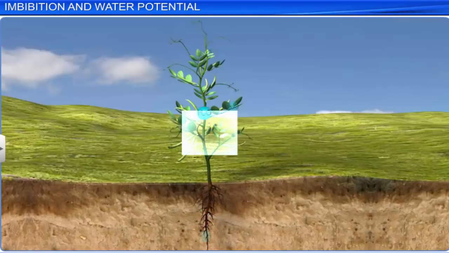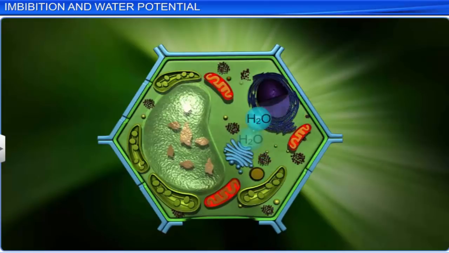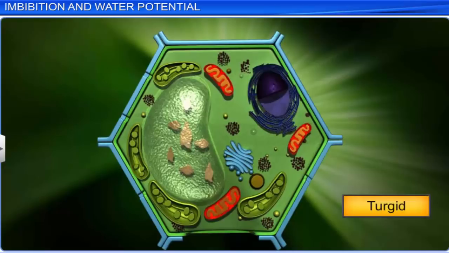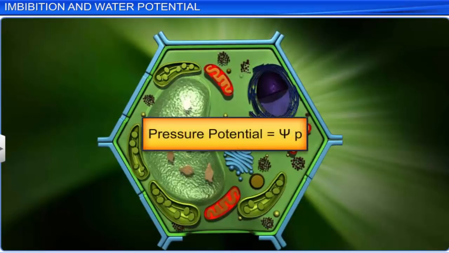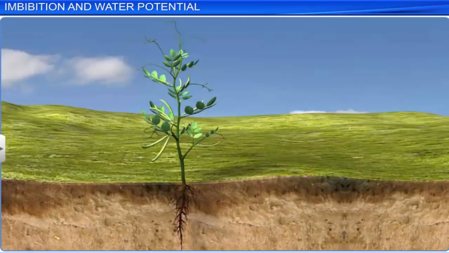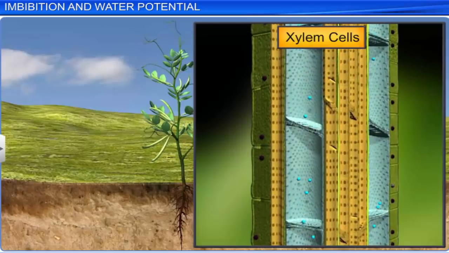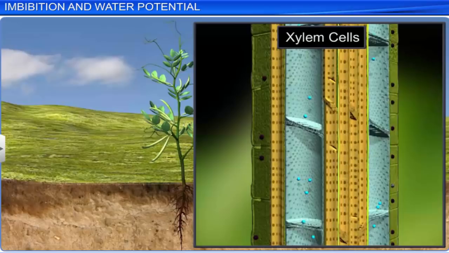When water enters a plant cell due to diffusion, it builds up pressure against the cell wall, causing the cell to become turgid. This pressure that is applied by the protoplasm against the cell wall is called pressure potential. Pressure potential, which is denoted by psi p, is usually positive. However, negative pressure potential is critical to water transport up the stem via xylem cells. Hence, it can be stated that the water potential of a cell is a combination of its solute potential and pressure potential.